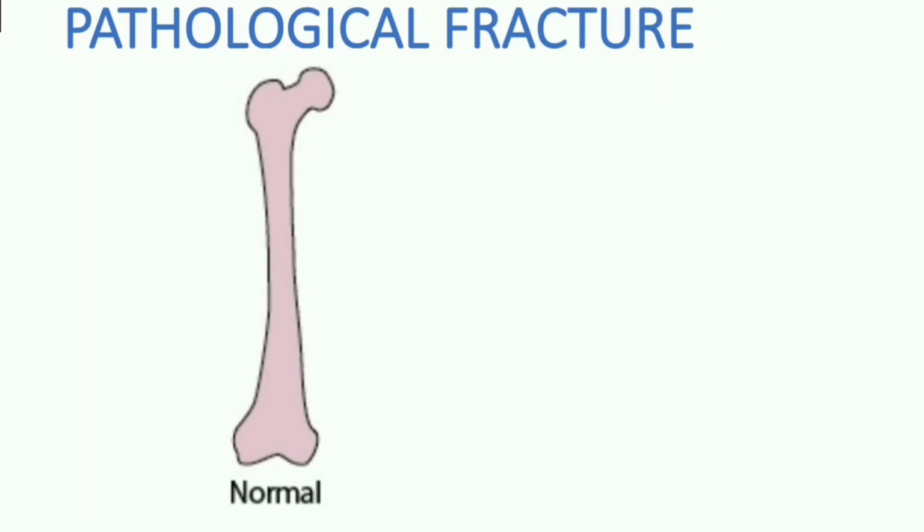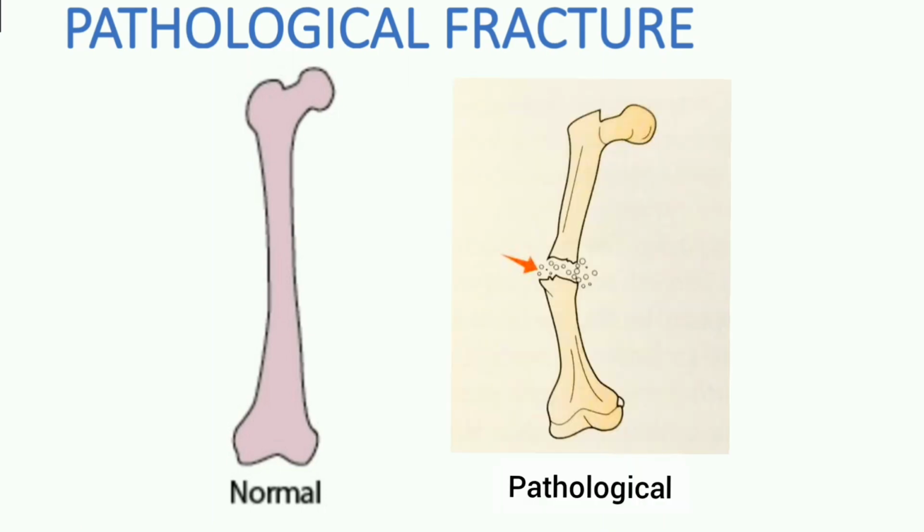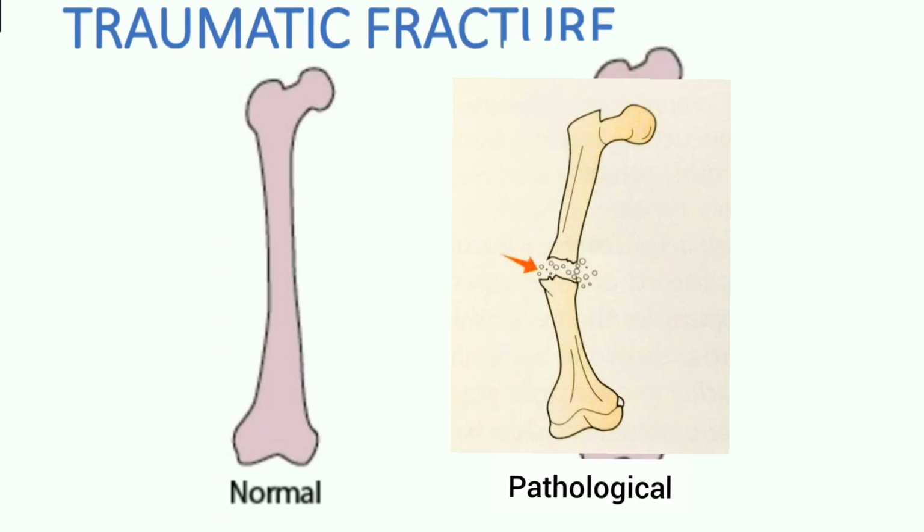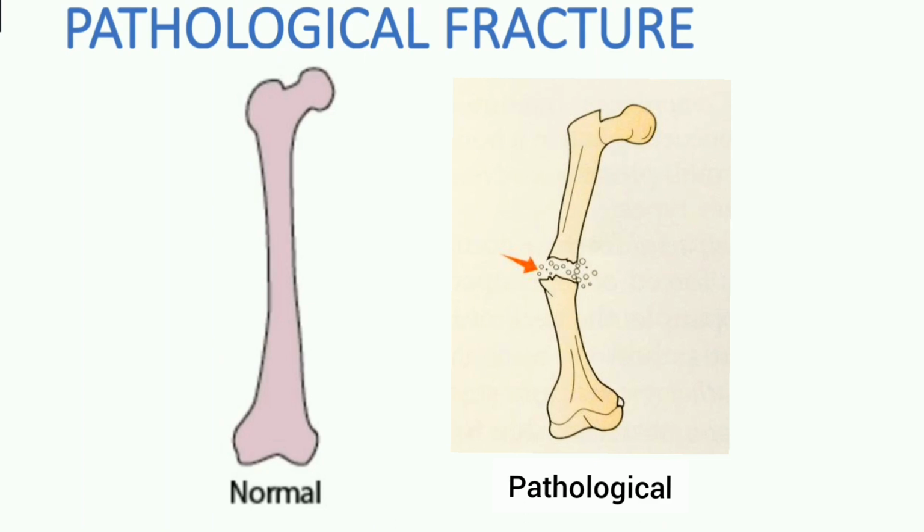Pathological fractures. Fractures in an abnormal or diseased bone are referred to as pathological fractures. They result from the action of a normal force on an abnormally weak bone. For example, bones with osteoporosis.